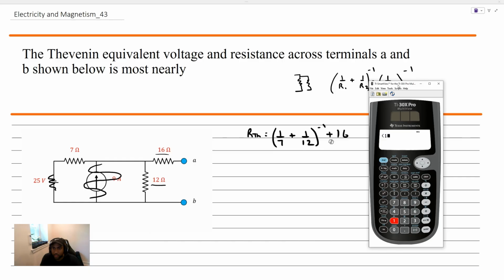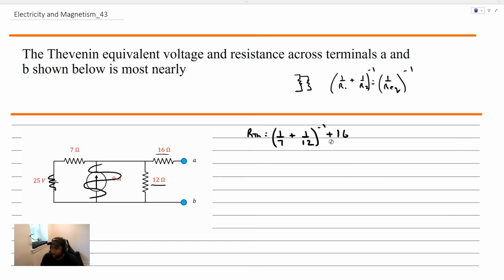1/7. Actually, it's faster to just do this on my calculator. It's pretty clear on how to do this. 1/7 plus 1/12. We can go ahead and invert that value. I'm seeing a value of around 4.42. Add 16 to that. 20.4 is approximately the answer. 20.4 ohms. Okay, that's great. We found the Thevenin equivalent resistance.